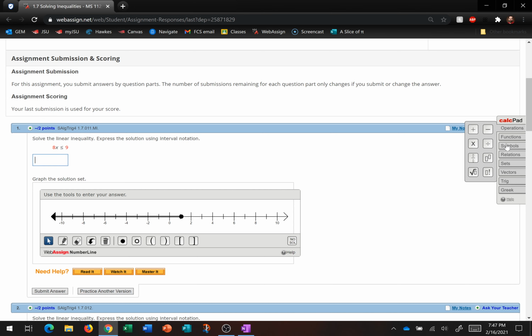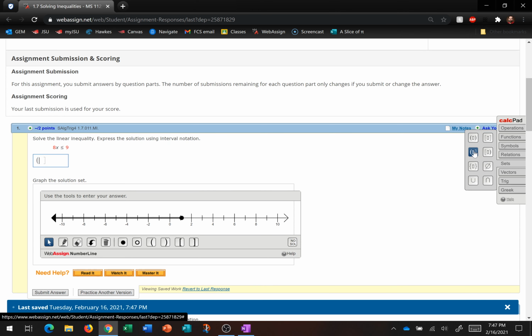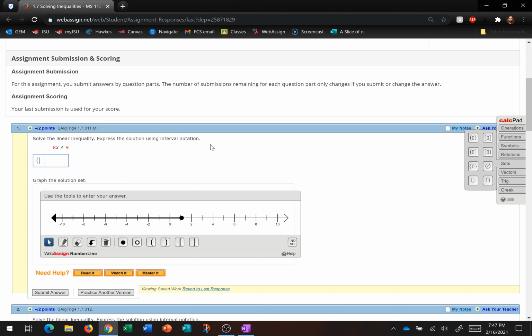Now we can do our interval notation. So our arrow goes forever to the left. So under sets, we're never going to want to open parenthesis on the left. So it's one of these. And then we're including 9/8 on the right, so we're going to have the square bracket on the right side. Okay. And then we're starting at negative infinity, so I'm going to put in a negative. And then go to symbols for infinity. And then we'll have a comma.